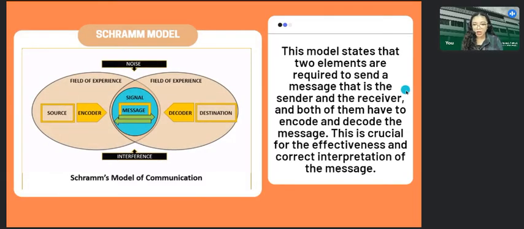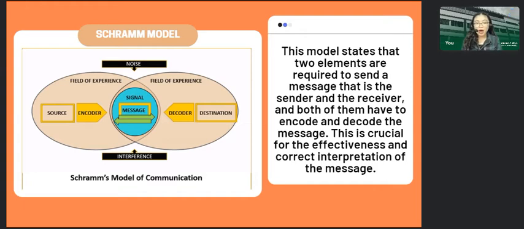nang pumapasok. Okay, so SCRAM model of communication, it was proposed by Wilbur Scram. Okay, so as you can see in the SCRAM model of communication, in the diagram, merong noise and interference. Okay, so later I will explain it to you. So this model states that two elements are required to send the message, that is sender and the receiver. And both of them have to encode and decode the message. And in this model, this is crucial for the effectiveness and correct interpretation of message.